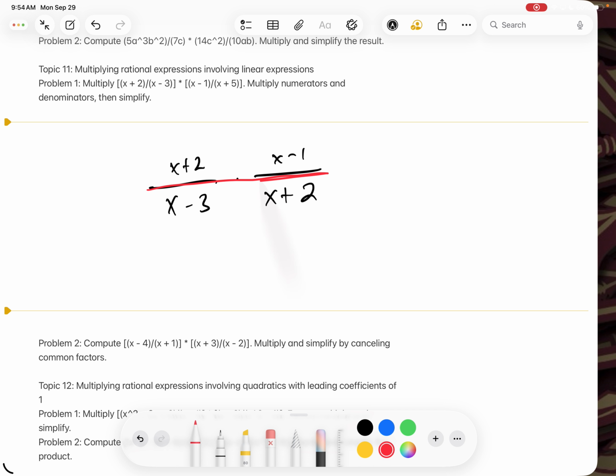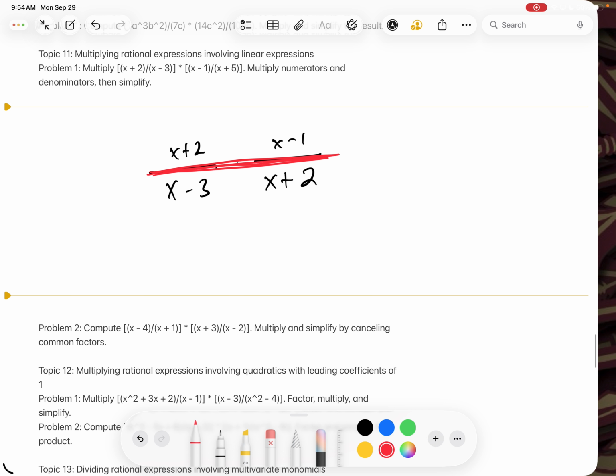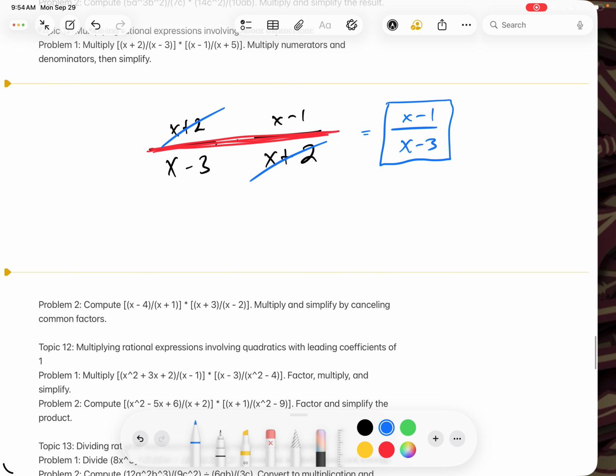I am going to multiply straight across, so it just becomes like 1 bar. Well, now what happens here is the x plus 2 is on top and the x plus 2 is on the bottom. They cancel out. So I have x minus 1 over x minus 3. What happens when you multiply is you can look at the whole top and the whole bottom and see if anything simplifies there.